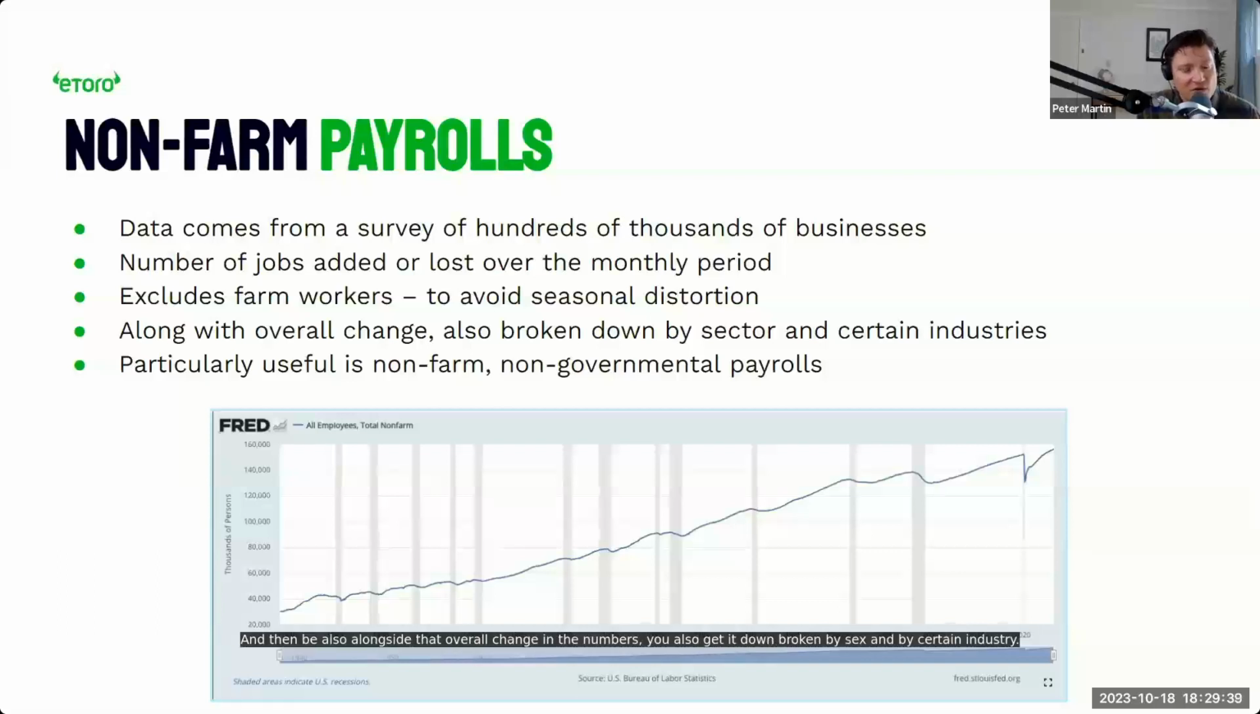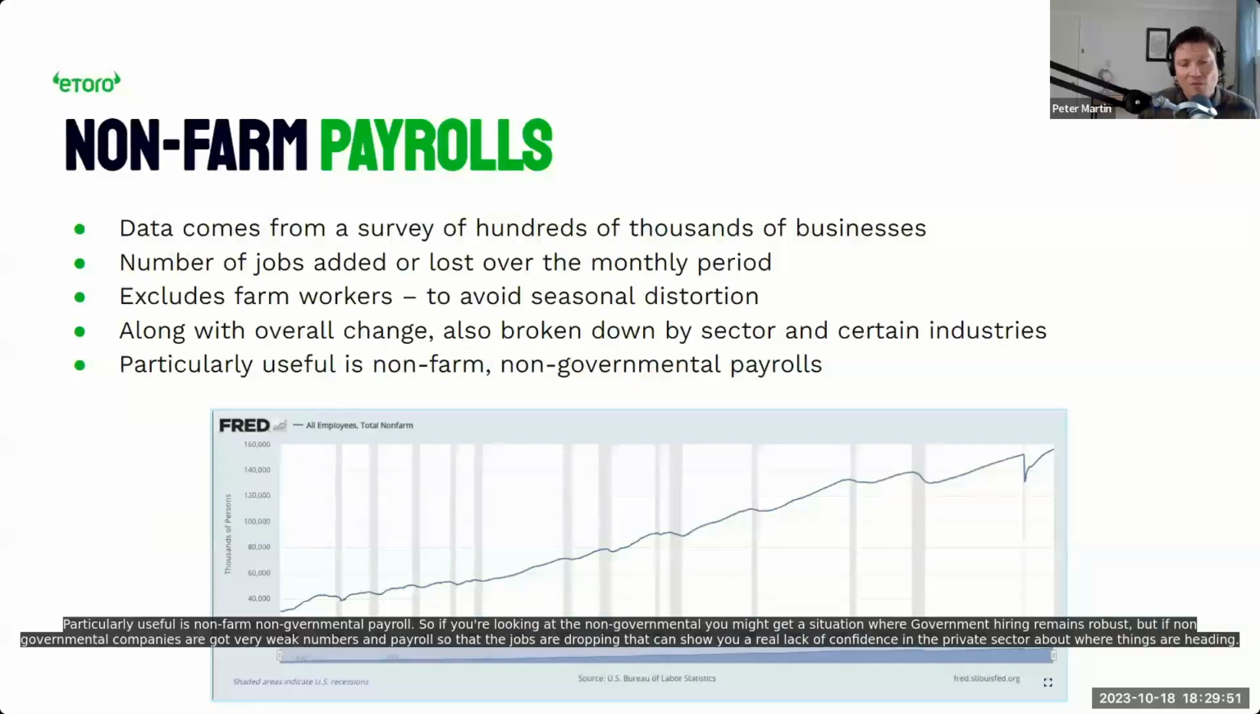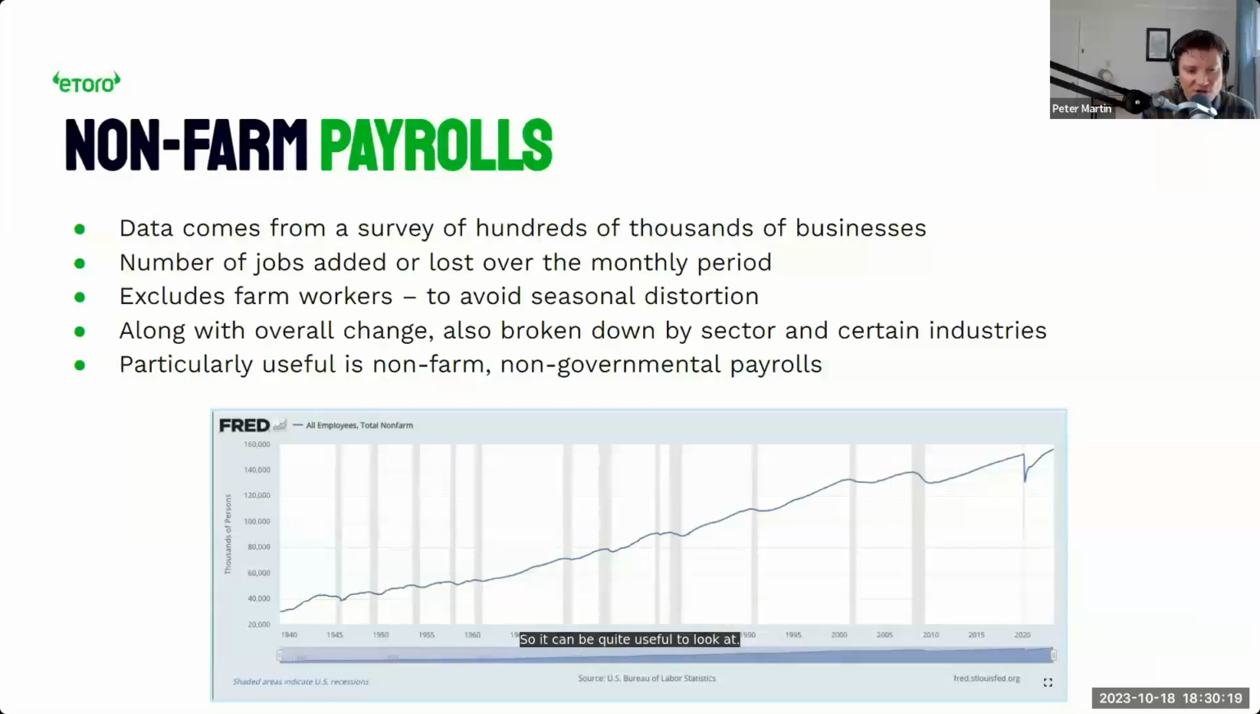And then alongside that overall change in the numbers, you also get it broken down by sector and by certain industries. So it gives you some kind of granularity if you're interested in seeing where those changes are. Particularly useful is non-farm, non-governmental payroll. So if you're looking at the non-governmental, you might get a situation where government hiring remains robust, but if non-governmental companies got very weak numbers in payrolls, the jobs are dropping, that can show you a real lack of confidence in the private sector about where things are heading. So it can be quite useful to look at.